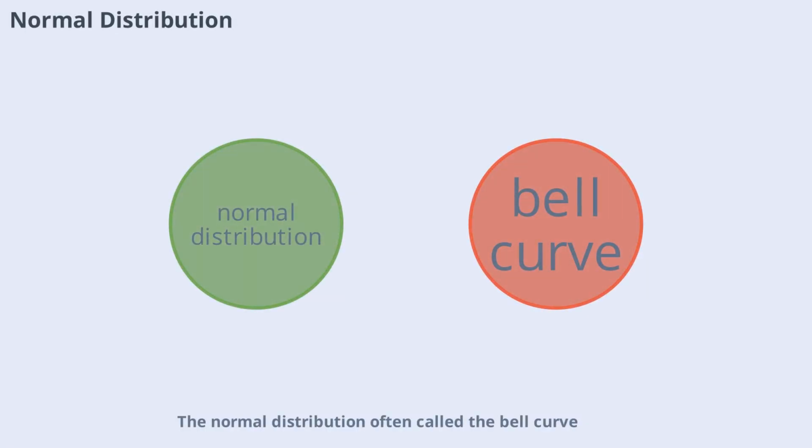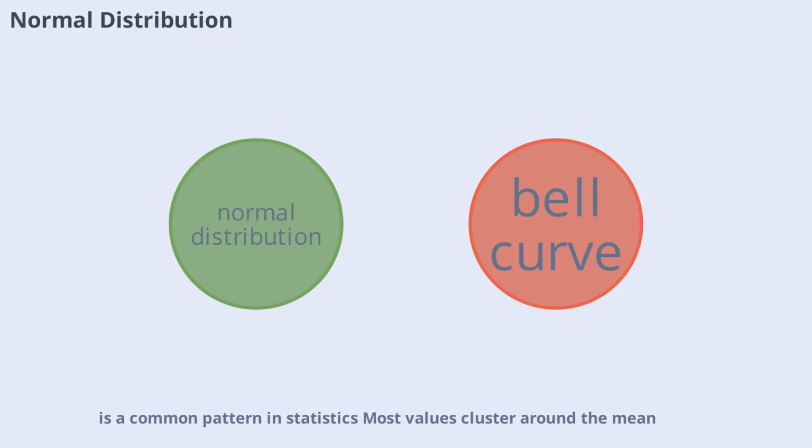Normal distribution, often called the bell curve, is a common pattern in statistics. Most values cluster around the mean, with fewer at the extremes. Many natural phenomena like heights or test scores follow this pattern. Understanding normal distribution helps in making predictions and identifying unusual data points.